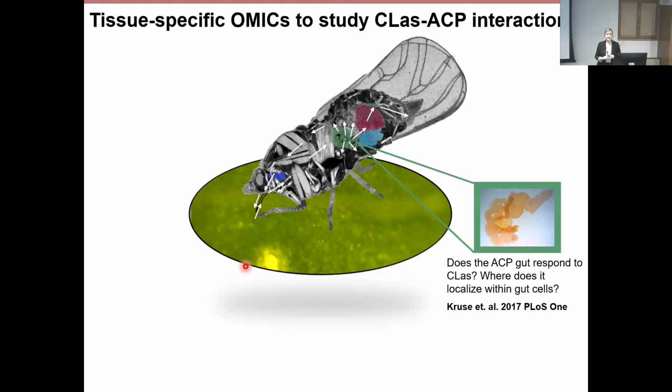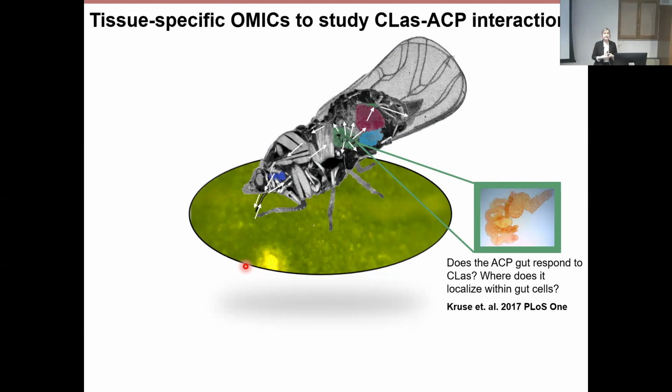The first that I've selected is the gut, because that's the first barrier to transmission. And in the first study that I'll present, I asked the question, how does the gut respond to CLas? And where does CLas go within gut cells? In the second tissue, I really wanted to look with Dr. John Ramsey at the hemolymph of the insect, because CLas has to circulate within this tissue.